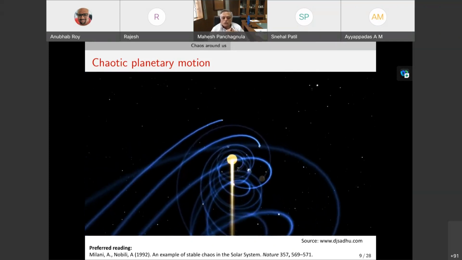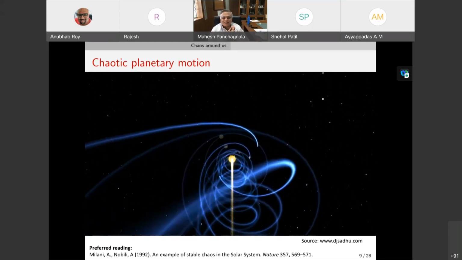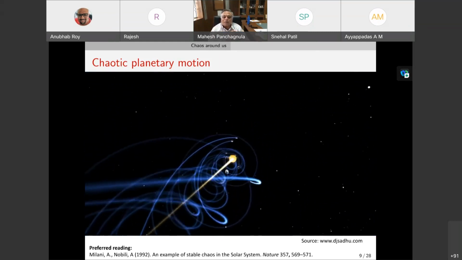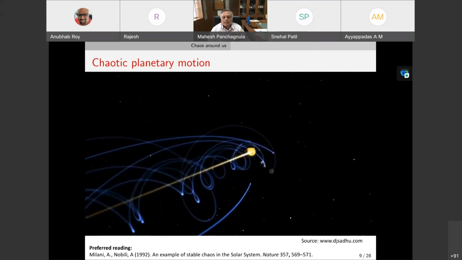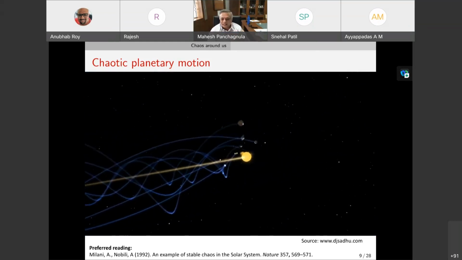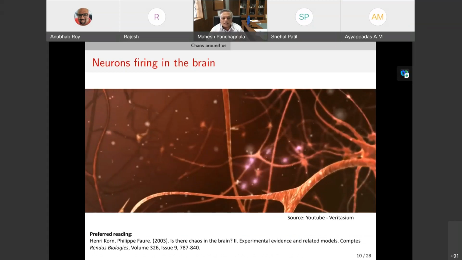Now, some may argue that we are only in that initial 3.2 second phase of the solar system, and that things will become unpredictable down the line. And there are examples in the literature that show that this is actually what they call stable chaos. I'll let you read more about this in the example in the reading material that I've indicated.